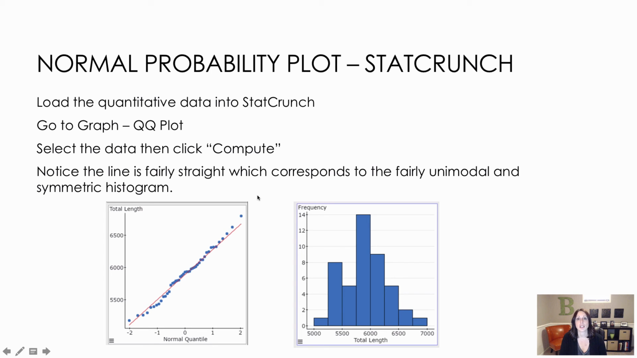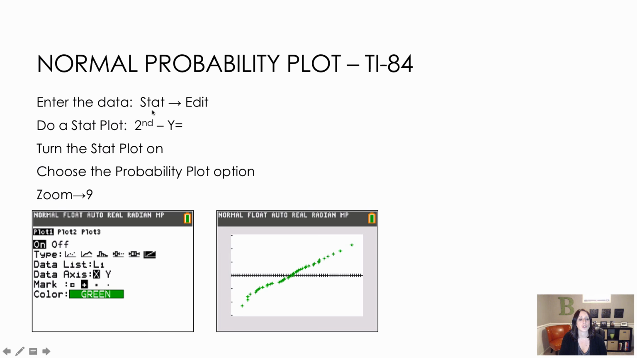Now if you're going to do this on your TI-84, because you already have the data in your calculator, all you have to do is go to Stat and then Edit. You're going to do that stat plot again. So second and Y= gives you the stat plot. You're going to turn the stat plot on, and of course choose the one you want. We've already talked about how to do this using the histogram, which is here, and the box plot, which is both of these.